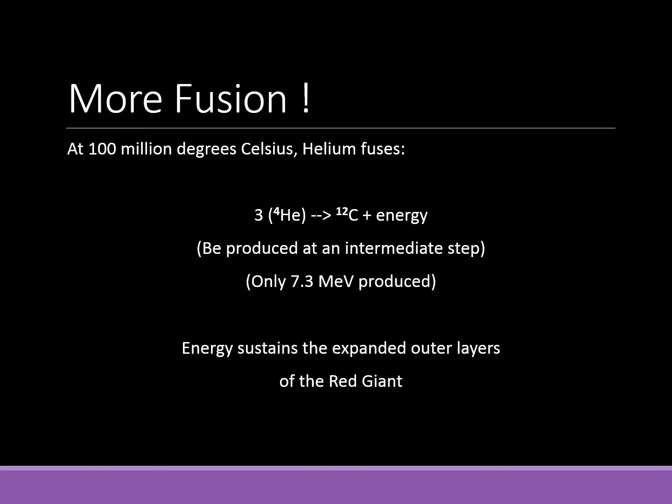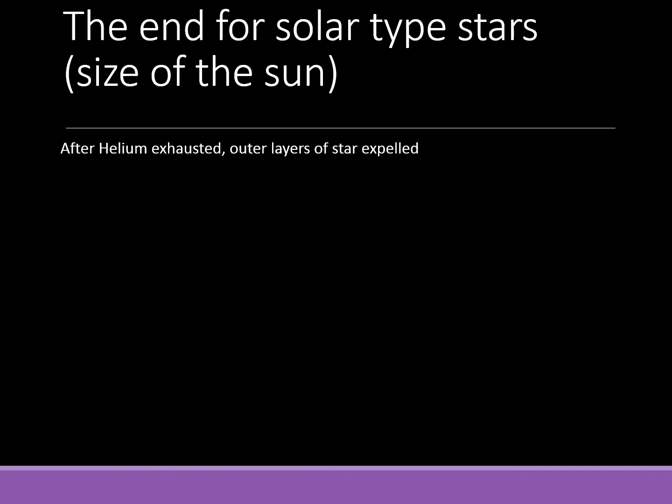But again, if you see the MeV produced, it's lower, because hydrogen fusion into helium gives you the maximum amount of energy. This doesn't give you that much. So this is what happens after the red giant stage.